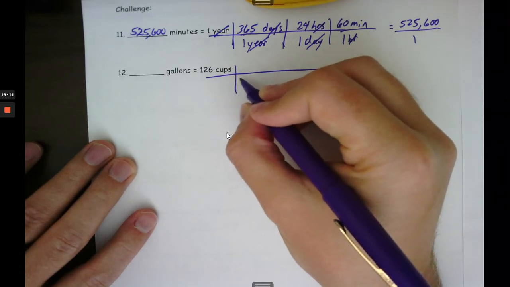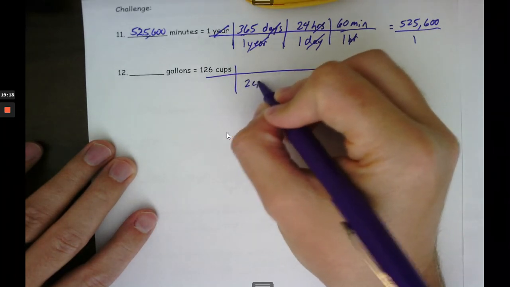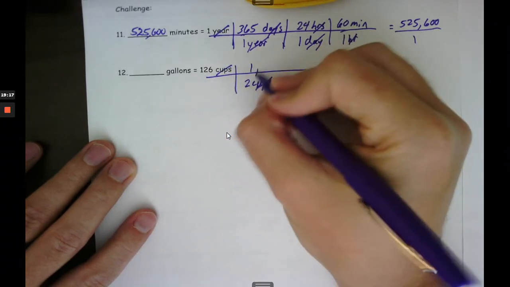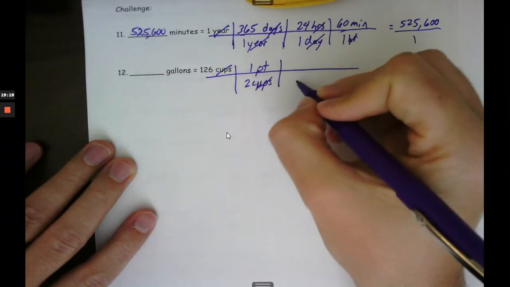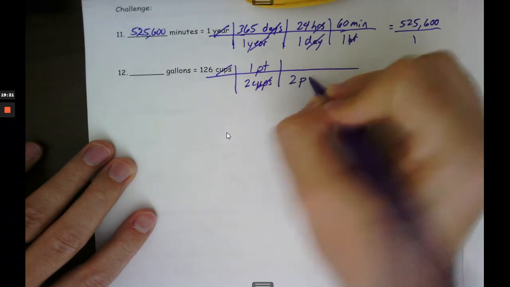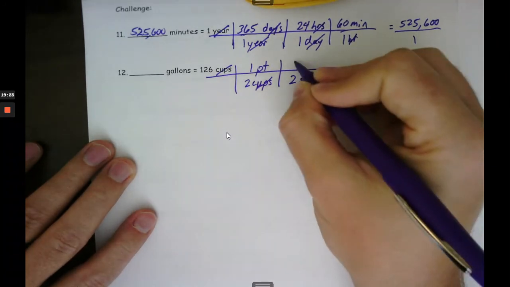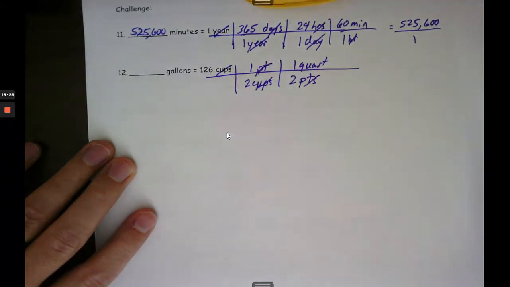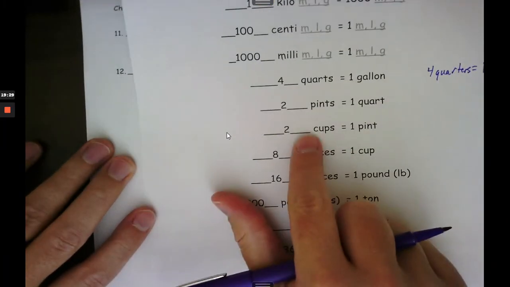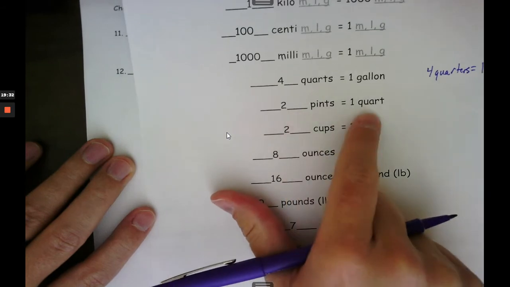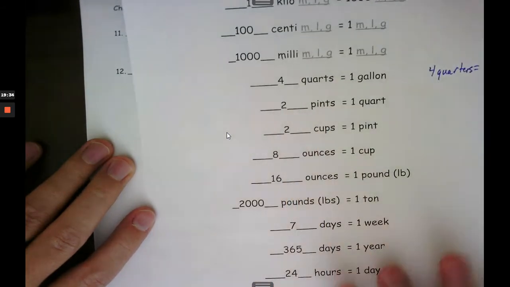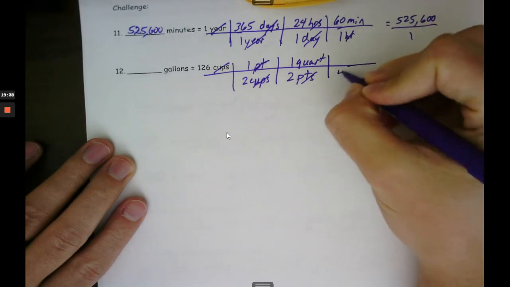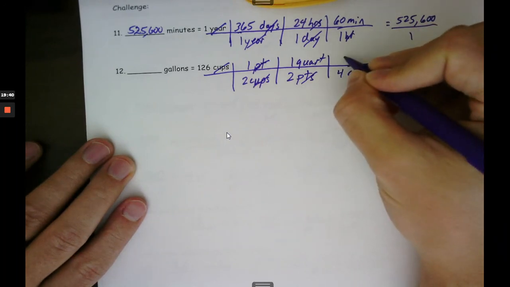I know that there are 2 cups. Again, cups has to go on the bottom because it's got to cancel out in 1 pint. Okay, I know that there are 2 pints in 1 quart. Again, where am I getting these from? I'm getting them from Miss Roundtree's chart. There are 2 cups in 1 pint, there are 2 pints in 1 quart, and there are 4 quarts in 1 gallon. So that tells me my next step. There are 4 quarts in 1 gallon.